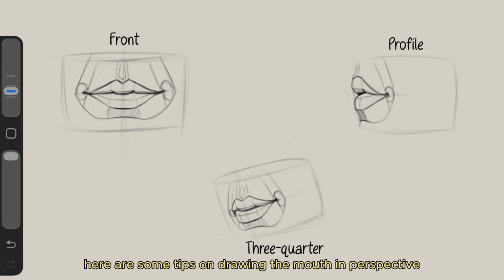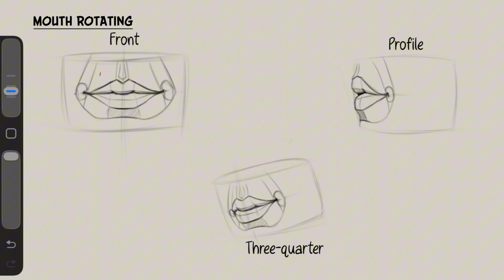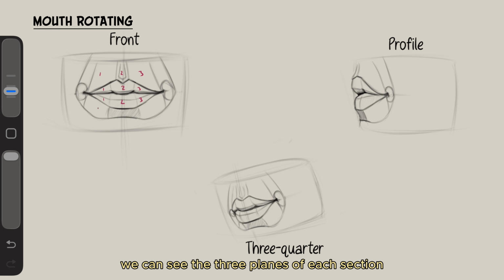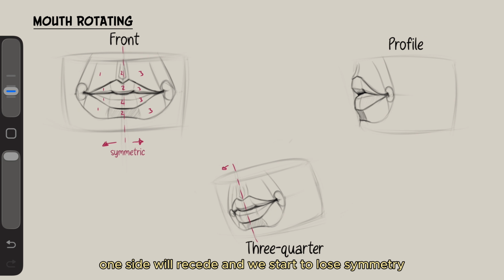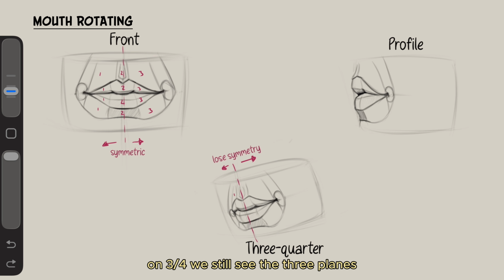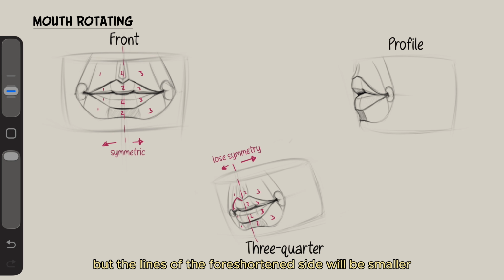Alright, here are some tips on drawing the mouth in perspective. On the front view, we can see the 3 planes of each section and both sides of the mouth are symmetric. When we start to rotate, one side will recede and we start to lose symmetry. On 3/4, we still see the 3 planes, but the lines of the foreshortened side will be smaller and at a more extreme angle than the other side.